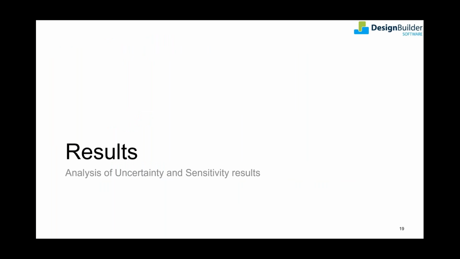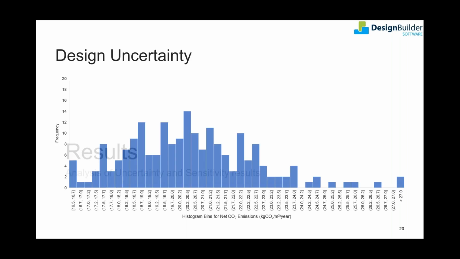Here I will present the analysis of DesignBuilder uncertainty and sensitivity analysis results in the context of this risk assessment problem of meeting performance targets in the energy performance contract project. As discussed earlier, initial design stage uncertainty shows a very wide range of variation. In this histogram, I have normalized the bins to emission values as per performance target units. The target value was 18.78, which lies somewhere here.